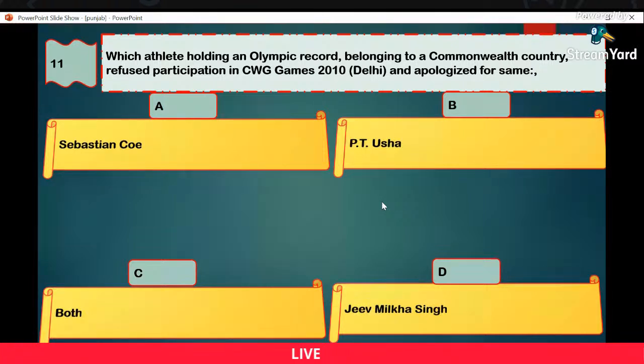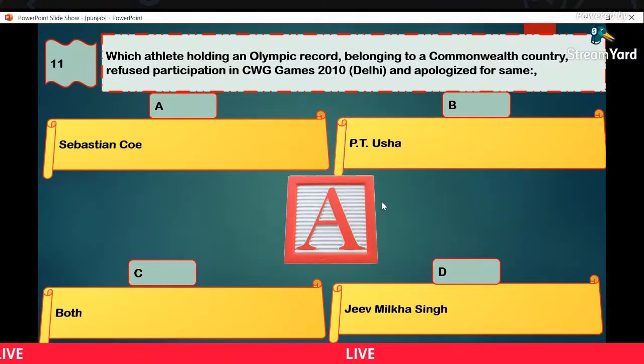Sebastian, Pitiusa, both G. Milkha Singh. 11, Deepa going with B and Veronica going with D. Let's see, A is the correct answer, Sebastian. Next.